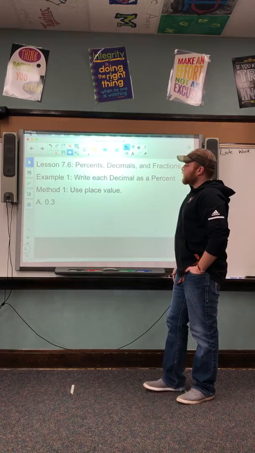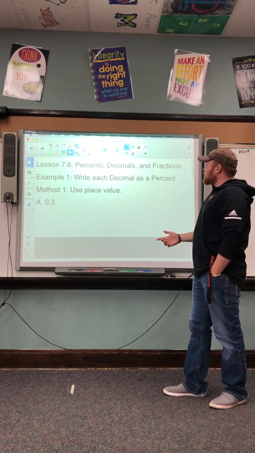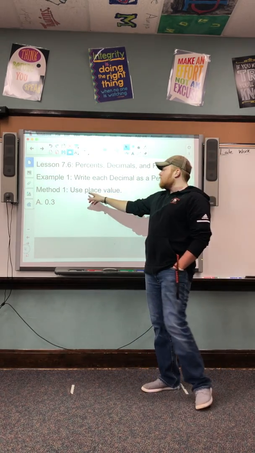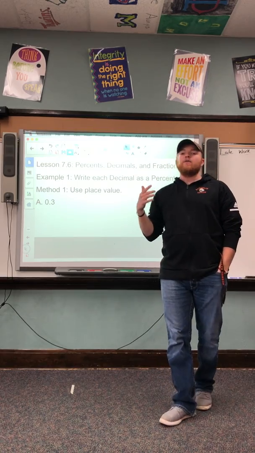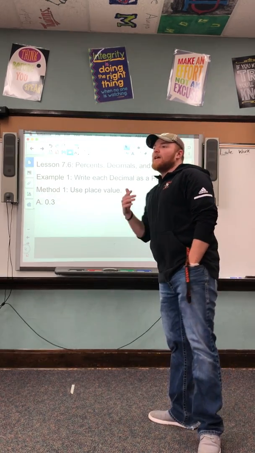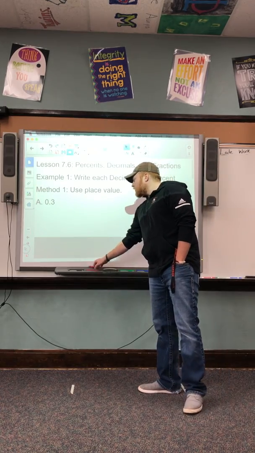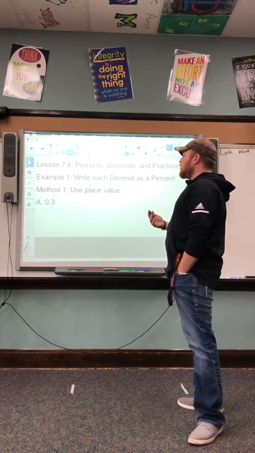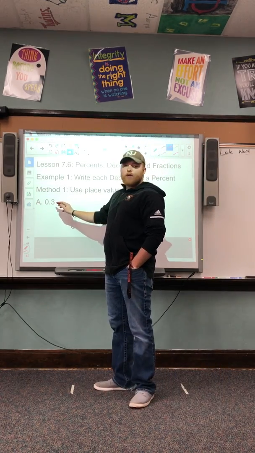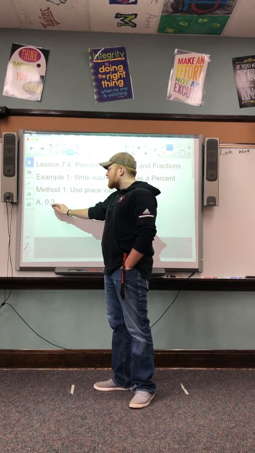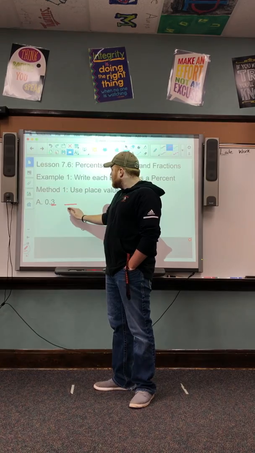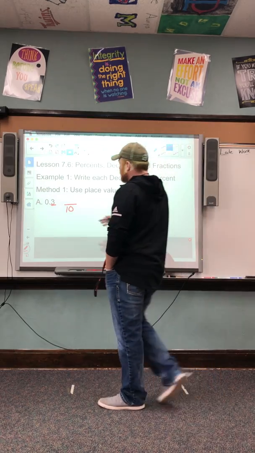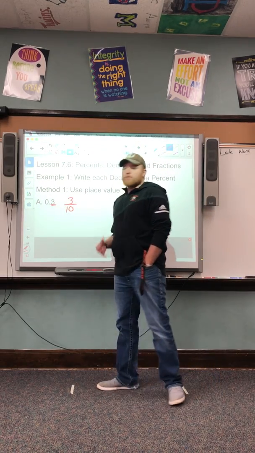For example 1, it's going to ask you to write each decimal as a percent. The first method that you can do is use place value. Whatever the last place value is, that's your denominator. In this first example, the decimal is 3/10. Since it's in the tenths place, 10 is your denominator, and whatever the decimal is, that's your numerator. So our numerator is 3.